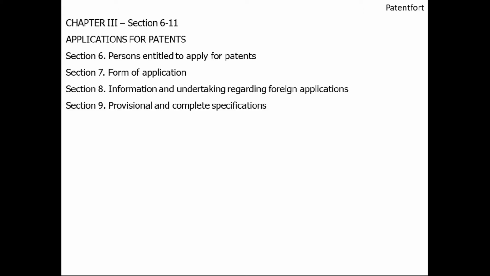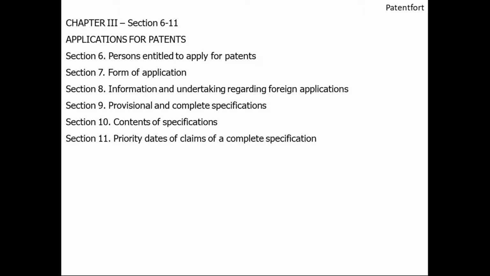Chapter 3 Sections 6 to 11 Applications for patents. Section 6 Persons entitled to apply for patents. Section 7 Form of application. Section 8 Information and undertaking regarding foreign applications. Section 9 Provisional and complete specifications. Section 10 Contents of specifications. Section 11 Priority dates of claims of a complete specification.